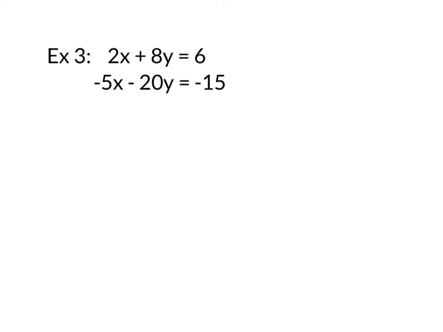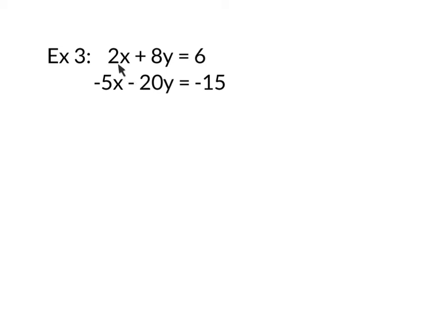Let's look at this problem. If I were to add these two equations up right now, would one of my variables cancel? Definitely not, because neither of my variables have the same number but opposite signs. So now I want to look at each of my variables and each of my equations and decide what's going to be easiest here.